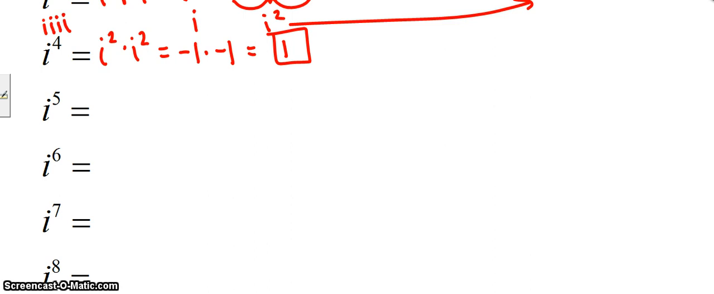Let's try the same process for i to the fifth. So the fifth can be broken down into i to the third and i squared. I could also break this down into i 5 times. I can do a lot of different things. This i to the third can be broken down into i squared times i, and then we still have one more i squared. So i squared is -1, i is just i, and we have another i squared is -1. I could have rearranged the order to make it a little bit more clear, but hopefully you're still following along. If we simplify this, -1 times -1 is just 1, and we just have one i. So really, i to the fifth is just i.